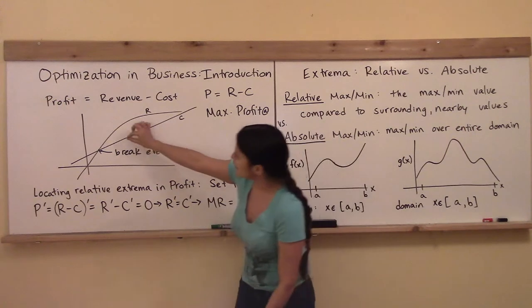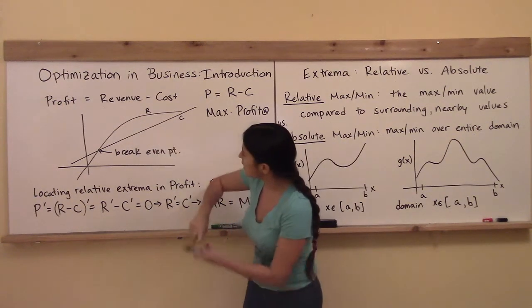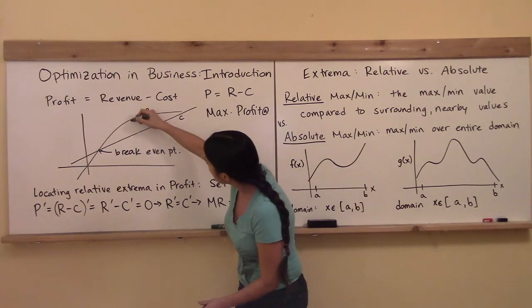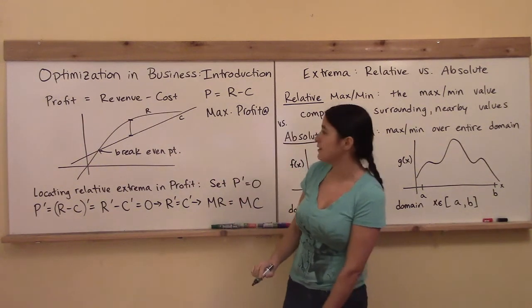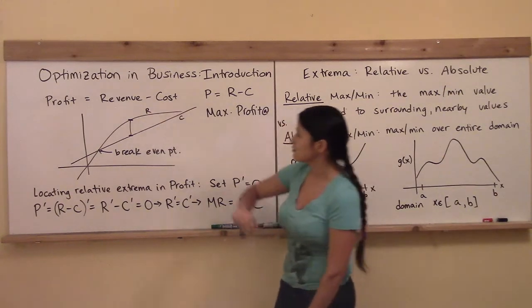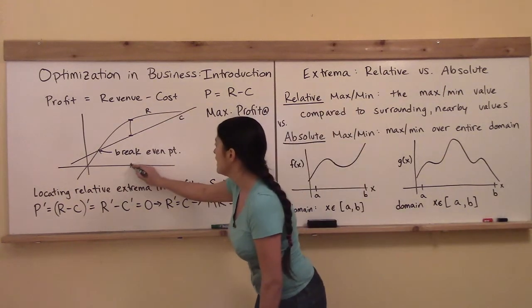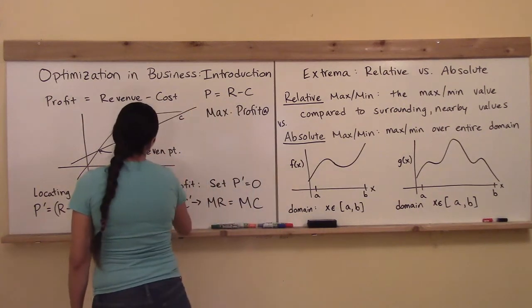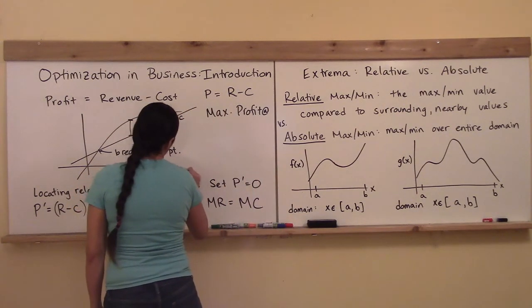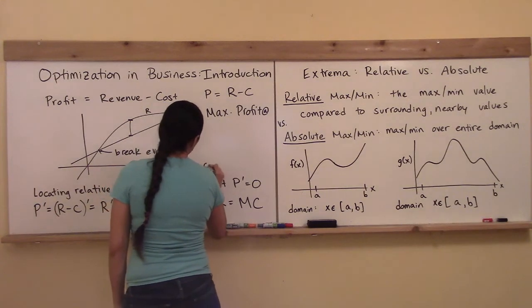You see how the revenue is bigger, bigger, bigger than the cost, and it looks like right about here, the distance between the two graphs is at its greatest point. And that distance represents our profit right there. So this location right here represents a relative max in the profit function.